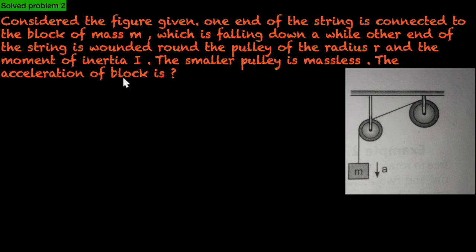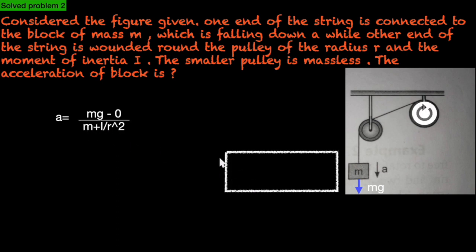The question asks what is the acceleration of the block. So what you can do, you can use the trick, that is a is equal to mg minus 0 divided by m plus I by r square. What is the trick? The trick is a is equal to the difference of opposing forces divided by the total mass of the system. So here you can see only one opposing force, which is mg, and the total mass of the system is m plus I by r square.